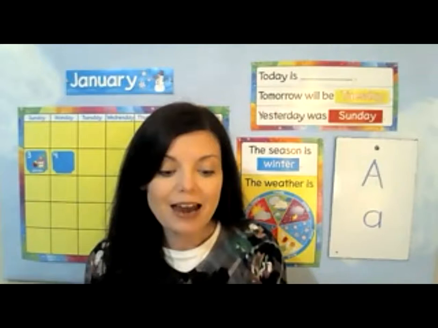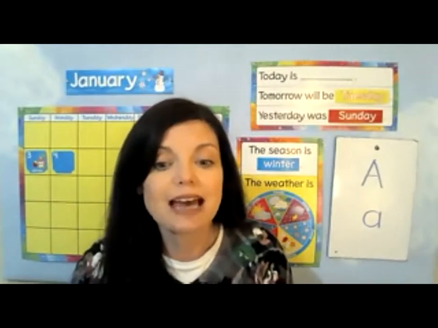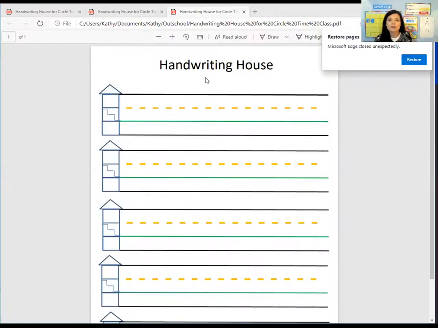So let's make that on the handwriting house. It's going to be downstairs because this is a lowercase or little letter. So make your ball downstairs and then your stick right beside it.